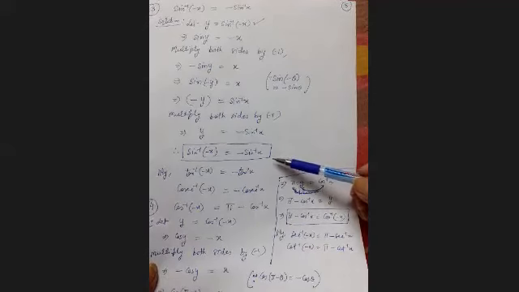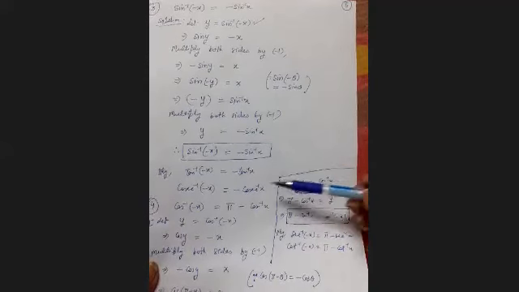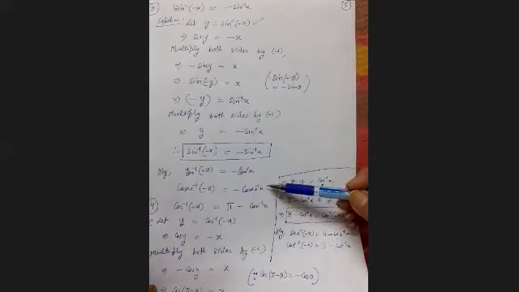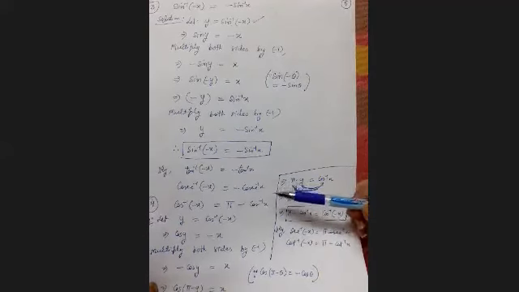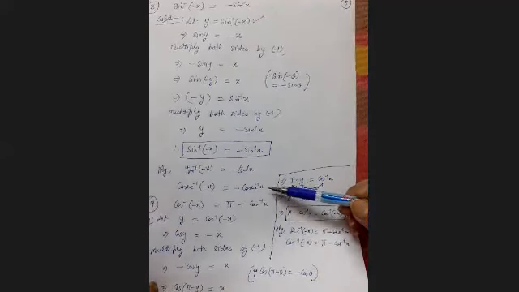On the basis of it, we can prove these two: tan inverse of minus x is minus tan inverse x, and cosec inverse of minus x is minus cosec inverse x. These two are exactly the same.